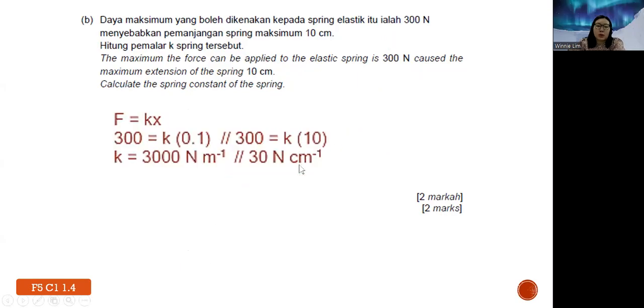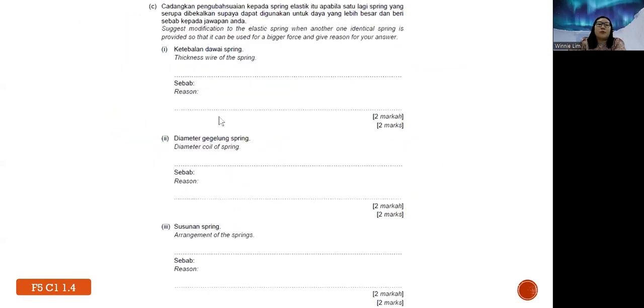So the answer scheme 1, you see, that's why there's 2 options here. Okay, move on. This part will be similar like section C essay questions. They want you to make some suggestion, modification. So suggest modification to the elastic spring when another one identical spring is provided so that it can be used for bigger force, and give reason of your answer.